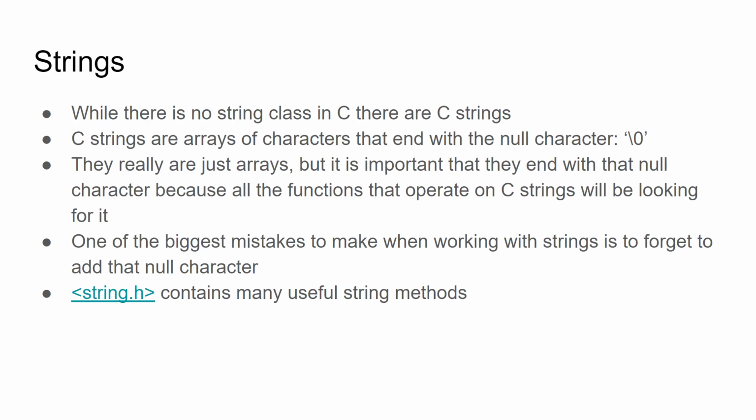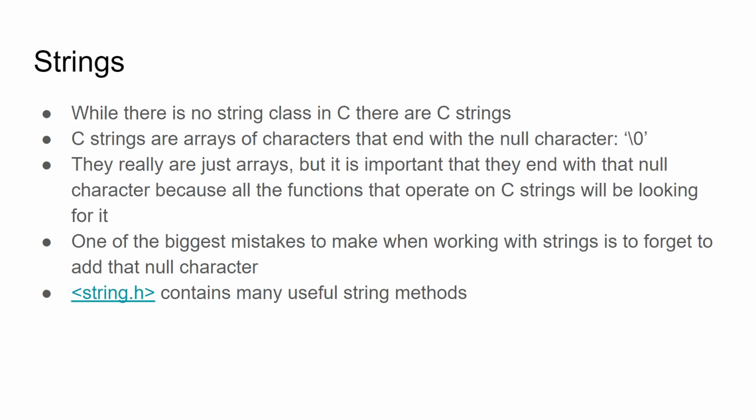So strings, there is no string class or string object in C++ and C, but there are C strings, and all C strings are arrays of characters that end with the null character, and the null character is written as \0. So they're just arrays, but they have that little special marker to mark the end of them.